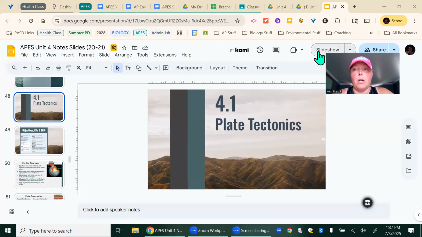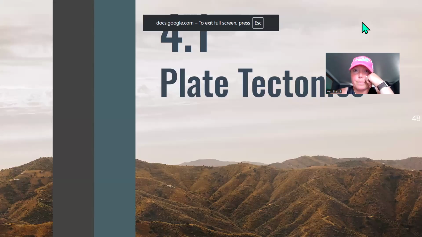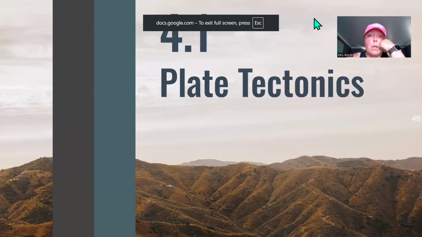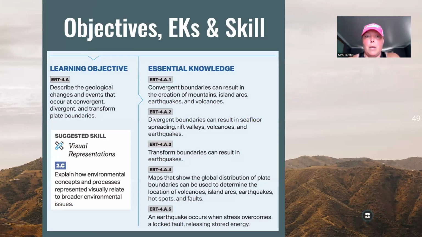Okay, we are going to talk a little bit about plate tectonics. Unit 4 jumps around a lot, and I've reorganized it many, many times. But we talk about plate tectonics in this order because I want to be able to talk a little bit about what causes soils to form, and that's really what the focus of Unit 4 is on.